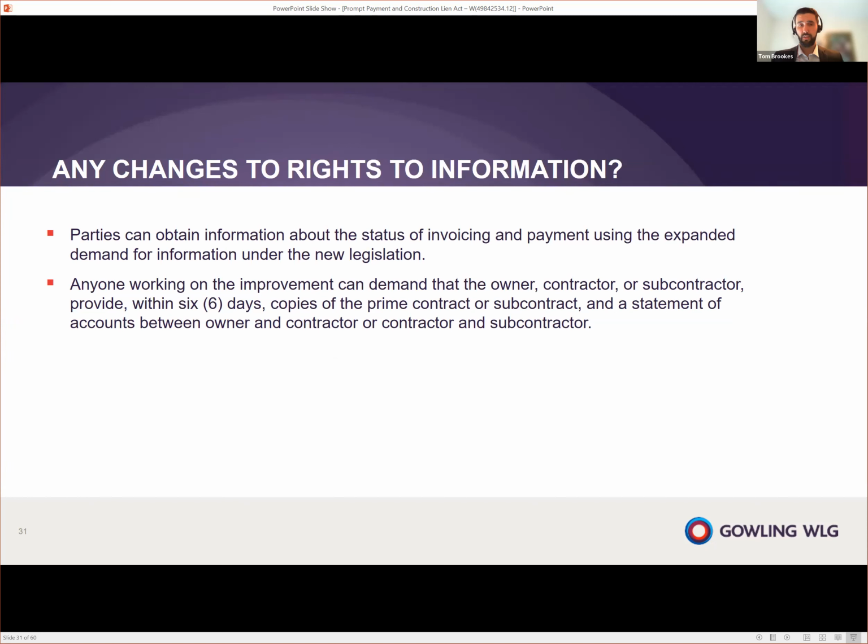Now, I mentioned earlier that there are some rights to information under the prompt payment regime. So, parties under a contract can obtain information about the status of invoicing and payment using these expanded rights to information. Specifically, anyone working under the improvement can demand that the parties above them, i.e. the owner or the contractor or the subcontractor, have to provide within 6 days the copies of the prime contract or subcontract as applicable, and a statement of accounts between the contractor and owner or contractor and subcontractor as applicable.